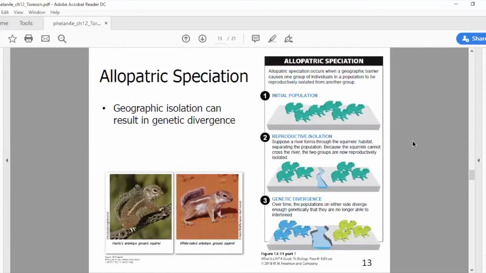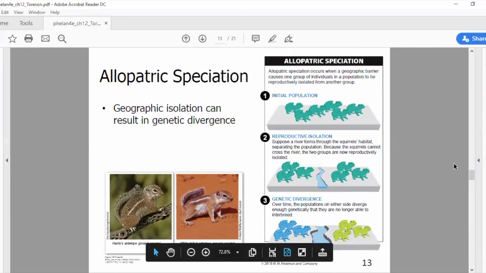In terms of when species separate and become two different species, that is called speciation. In allopatric speciation, a geographic barrier causes a group of individuals to be separated from the main population. So in figure 12.11 on slide 13, we see a population here that will be separated from one another through perhaps this river that's been introduced.